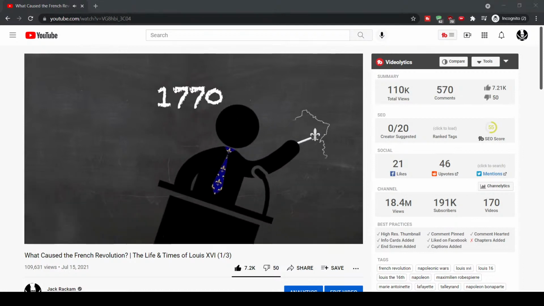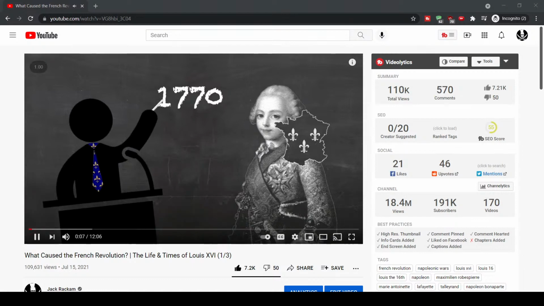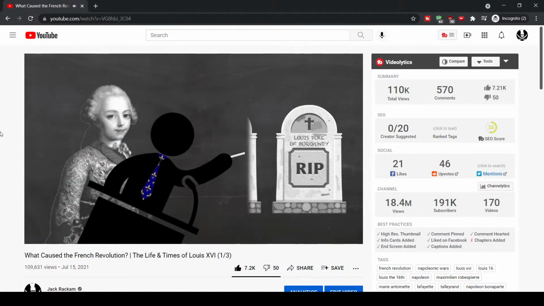1770. The future of France rests on the shoulders of a young Louis Auguste, recently named heir after the untimely demise of his brother and father.